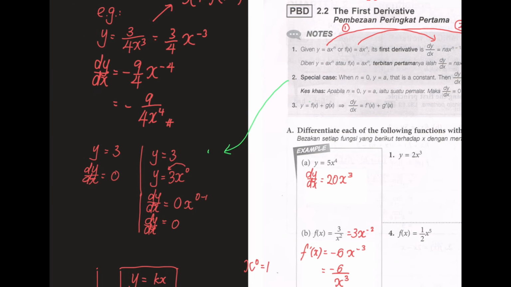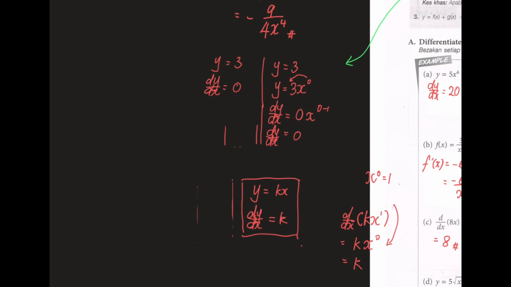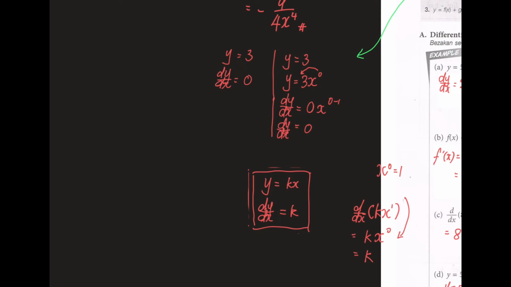Okay, so you can see something like this. In general, I put together: if y equal to k, dy/dx equals 0.